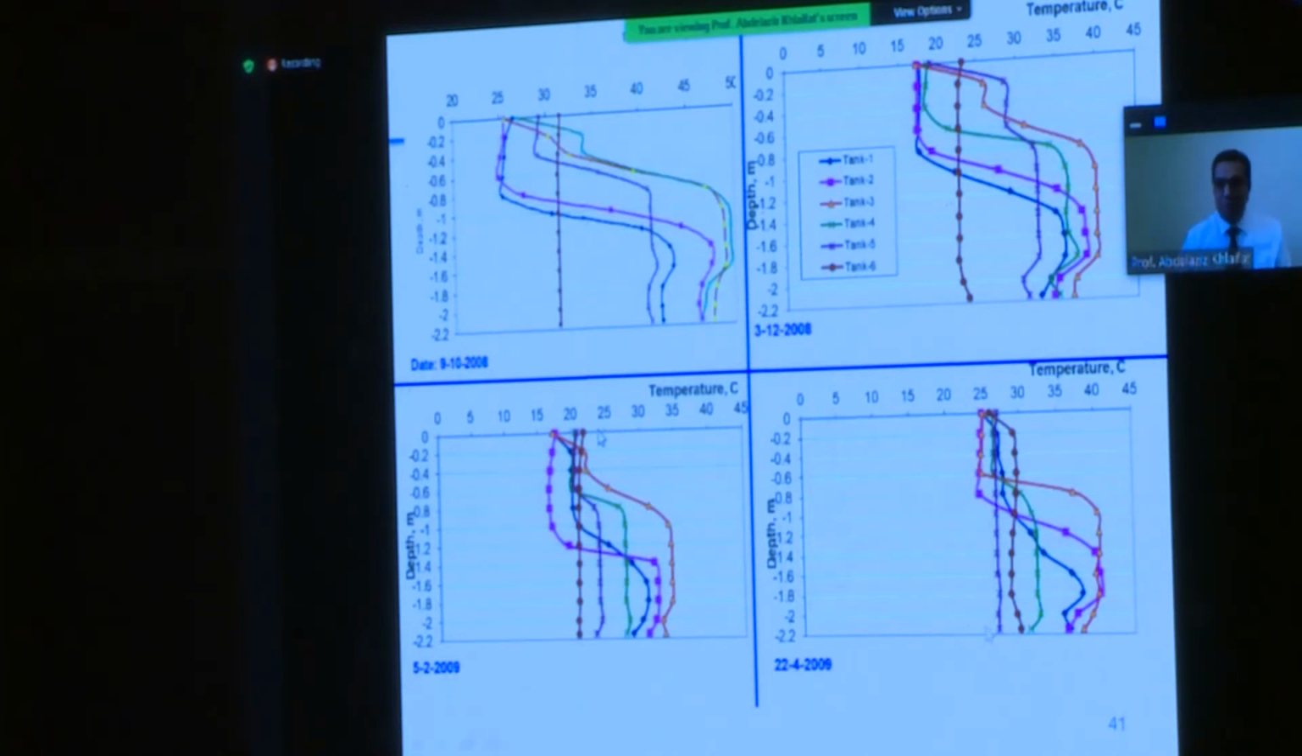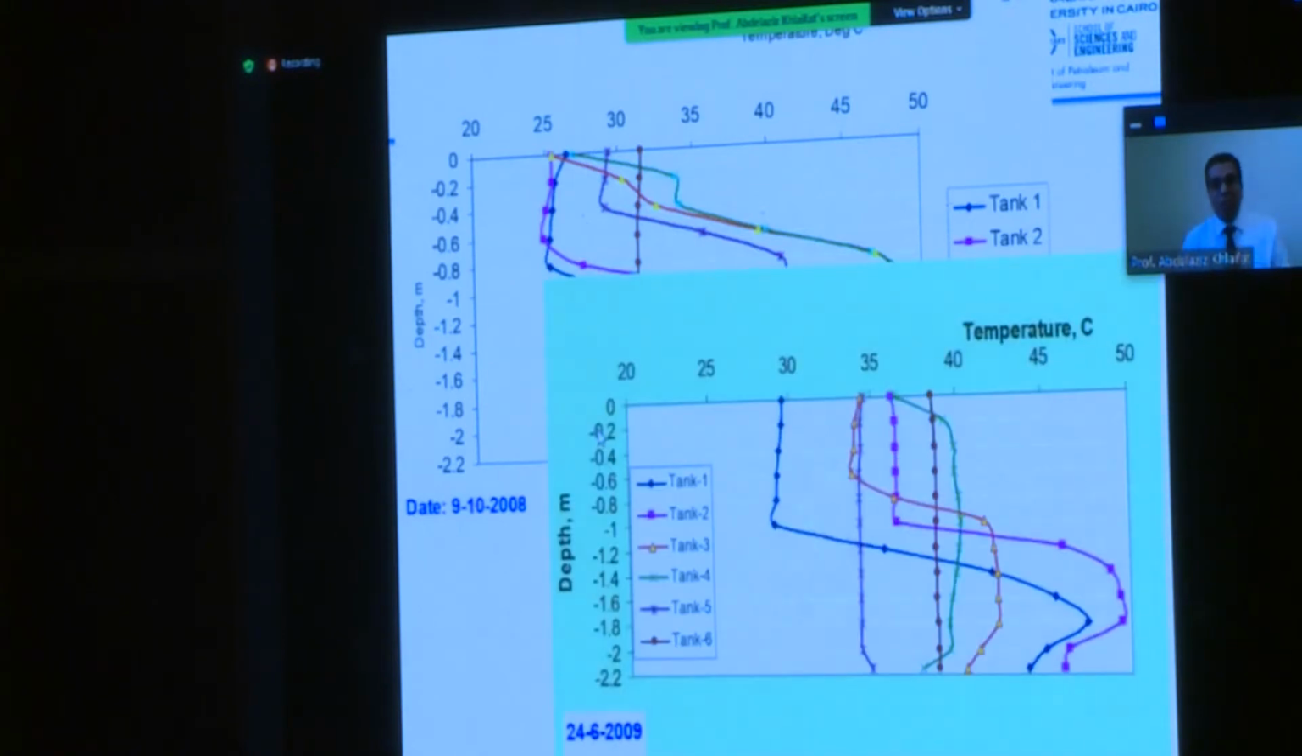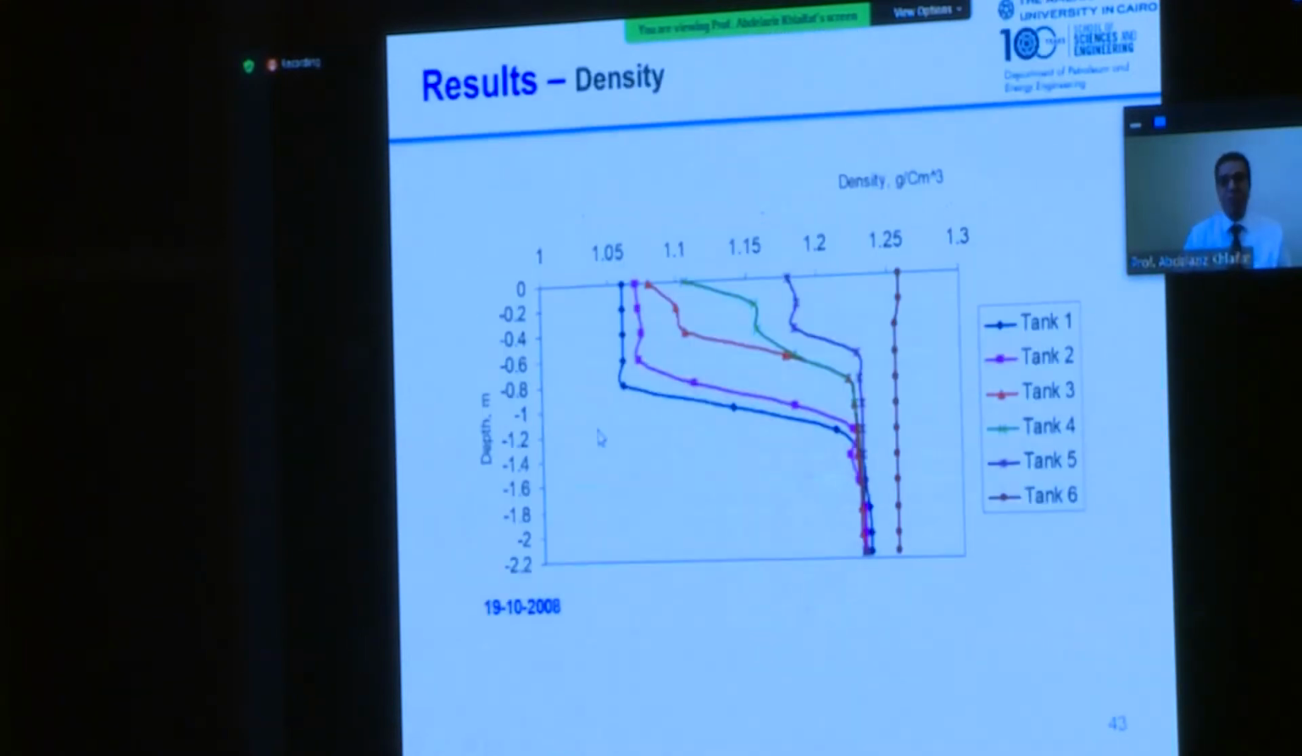Later on, if we take different times of the year, what can we see? This is in April. We can see the gap between top and bottom is narrowed in terms of temperature variation, if you compare it with, let's say, October and September. The gap in October 2008 was almost 25 degrees, while in June 2009 the gap is almost 20 degrees. So the gap in temperature variation goes down.